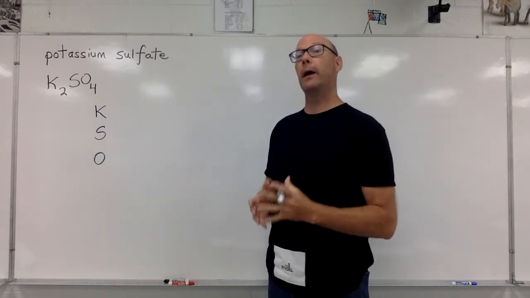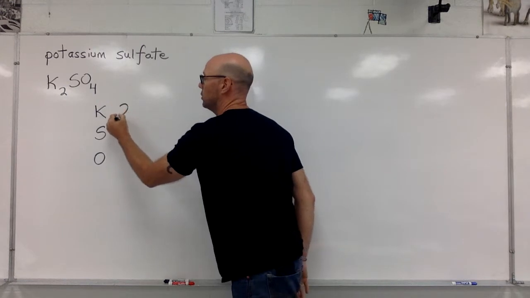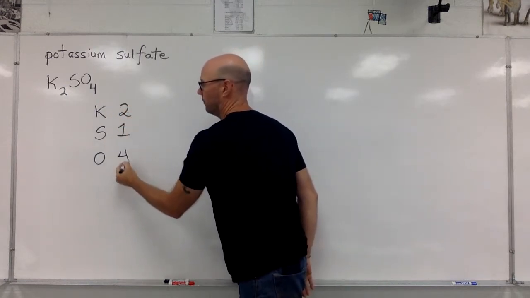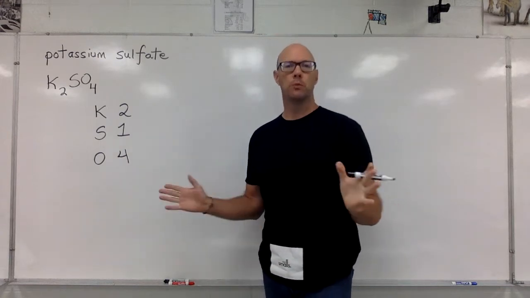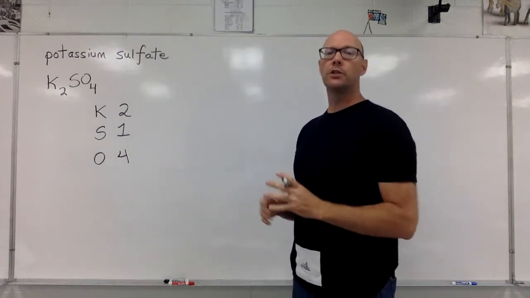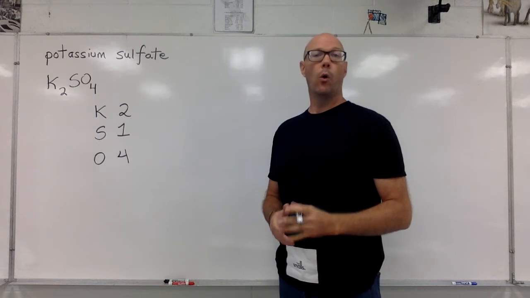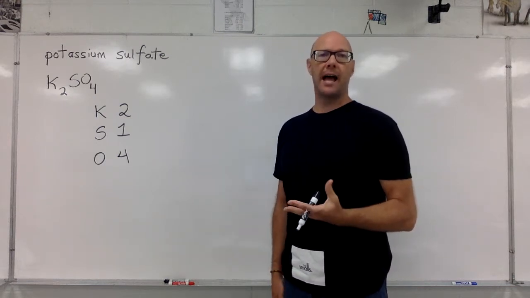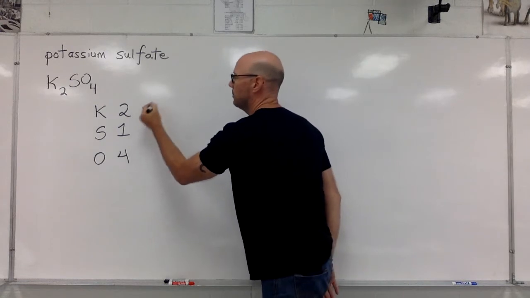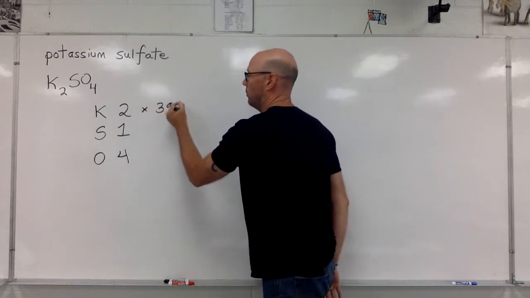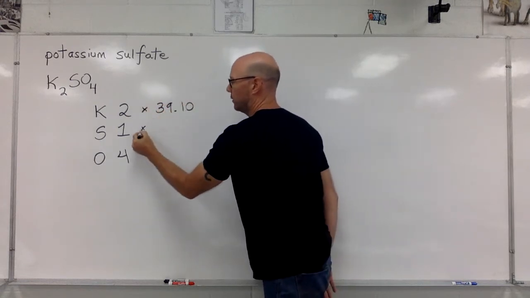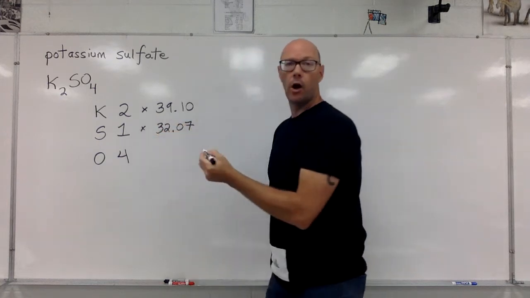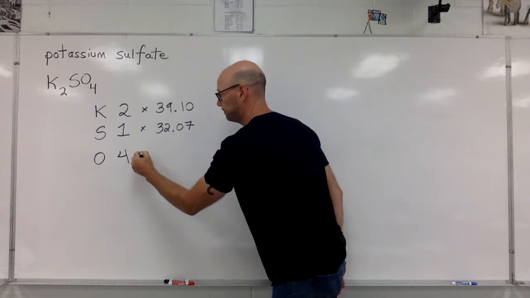Now, the next is how many? How many K's? 2. How many sulfurs? 1. And 4 oxygens. Again, should be really easy. Now I need to go to the periodic table, or just from my mind, remember the atomic masses for these atoms. Potassium is 39.10, sulfur is 32.07, and oxygen 16.